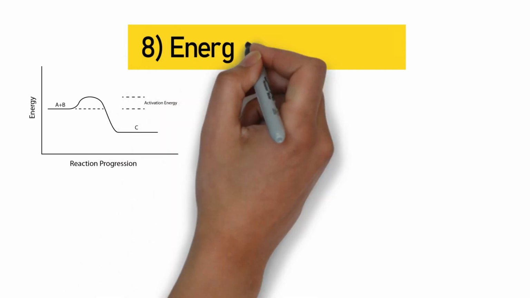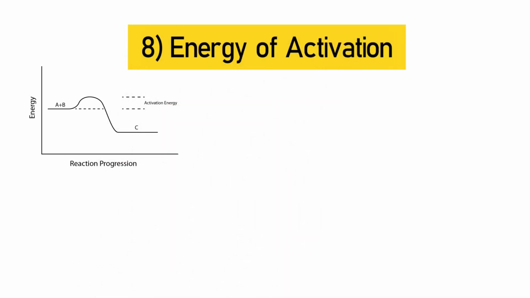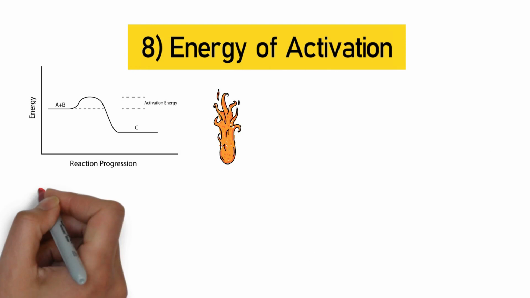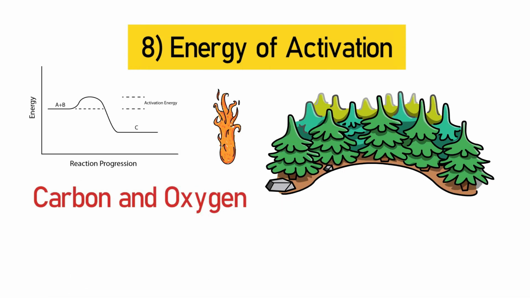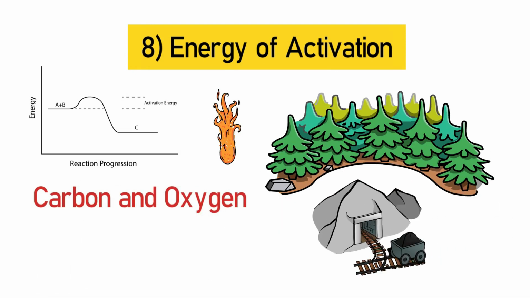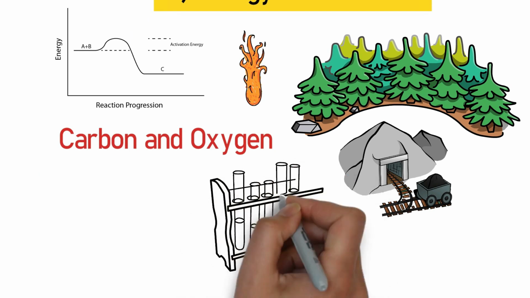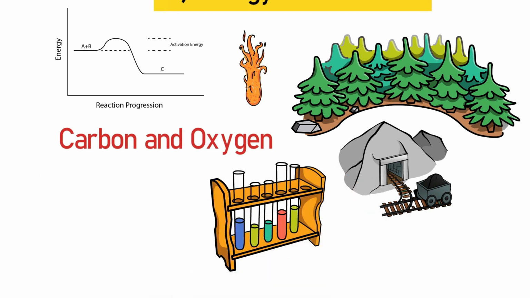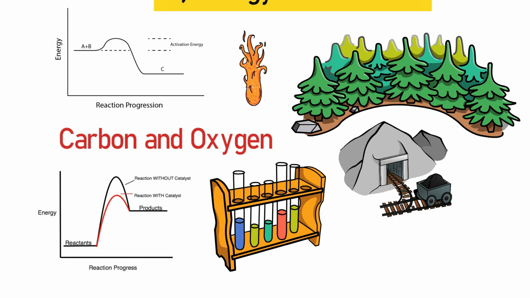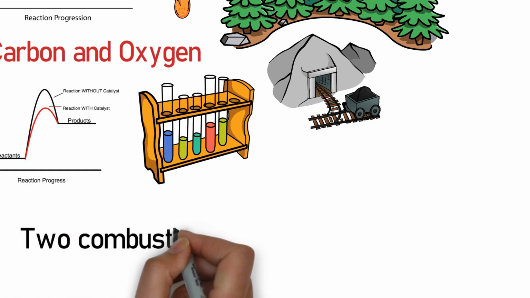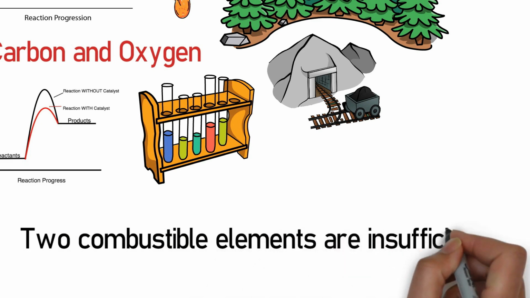Number 8. Energy of activation. Although fire is nothing more than a mixture of carbon and oxygen, the world's forests and coal mines do not spontaneously combust because such a chemical reaction necessitates the introduction of a critical amount of activation energy to get the reaction started. 2 combustible elements are insufficient.